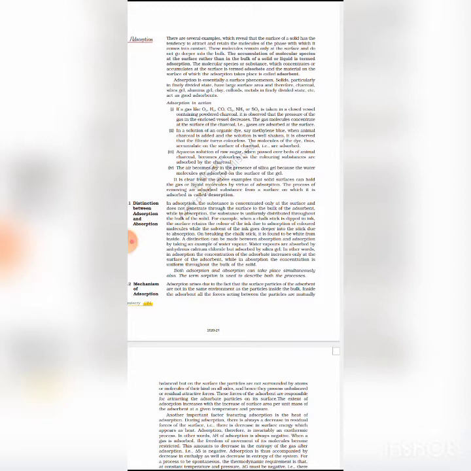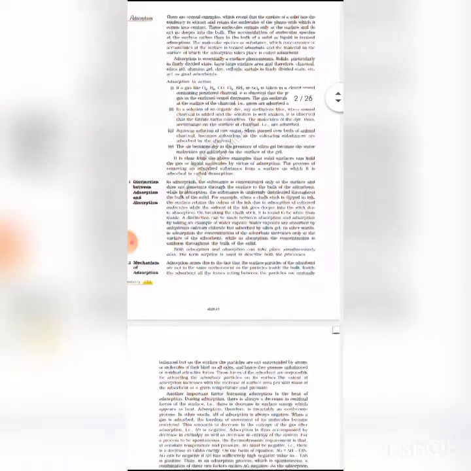And adsorbate: the substance accumulating at the surface of the liquid or solid during adsorption is called the adsorbate, and the surface on which adsorption occurs is called the adsorbent.